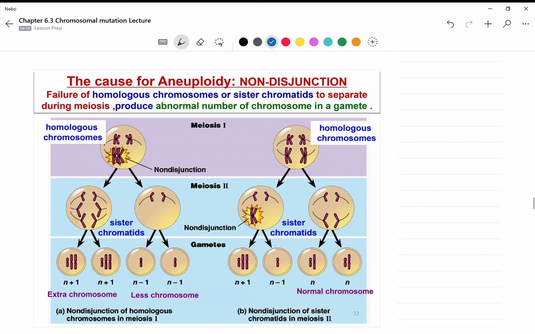So this is a non-disjunction that might cause aneuploidy. We have two scenarios here. Scenario number 1 is when non-disjunction happens in meiosis 1, and scenario 2 is non-disjunction that happens in meiosis 2. If non-disjunction happens in meiosis 1, then you will get something like this.